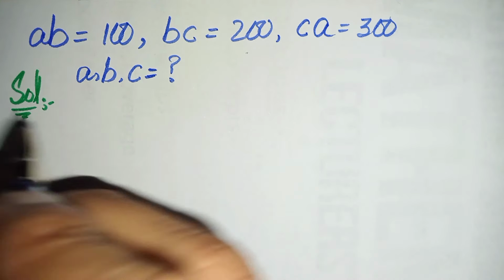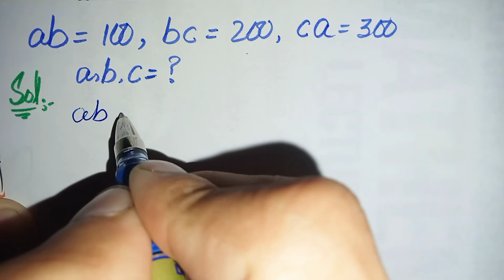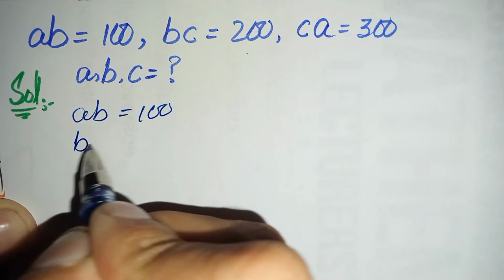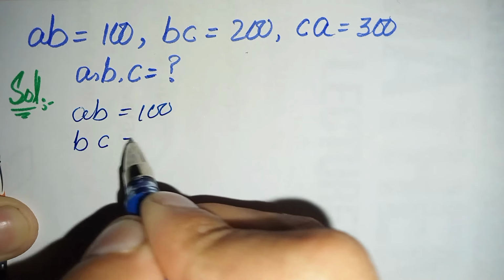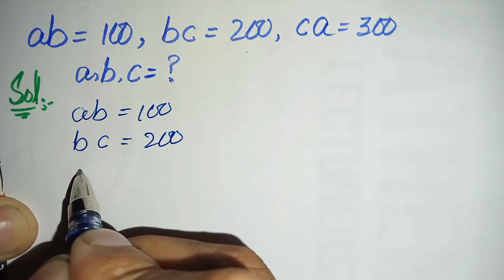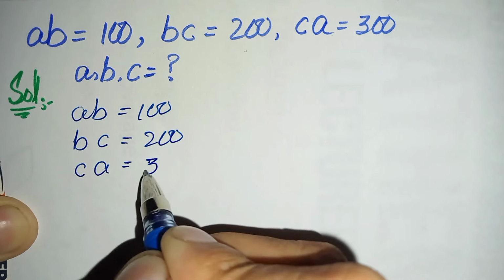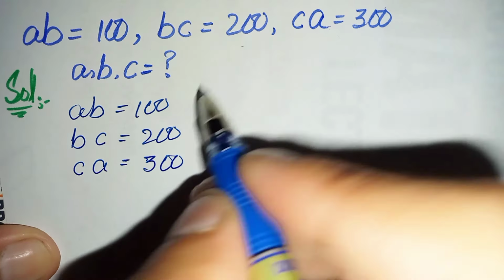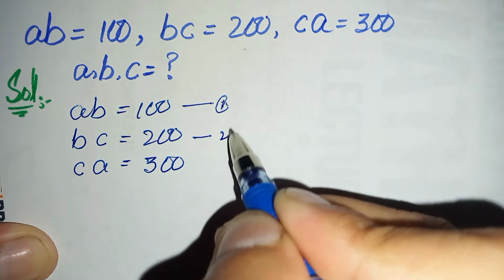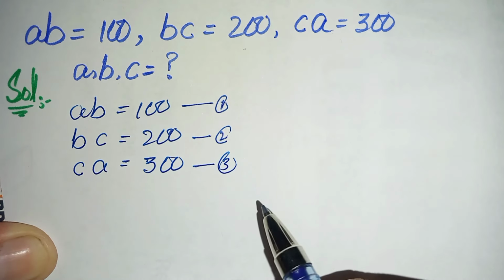So the equations are: the product of A times B is 100, the product of B times C is 200, and the product of C times A is 300. So here we will make a supposition. Let us suppose this is equation number first, this is equation number second, and this is equation number third.